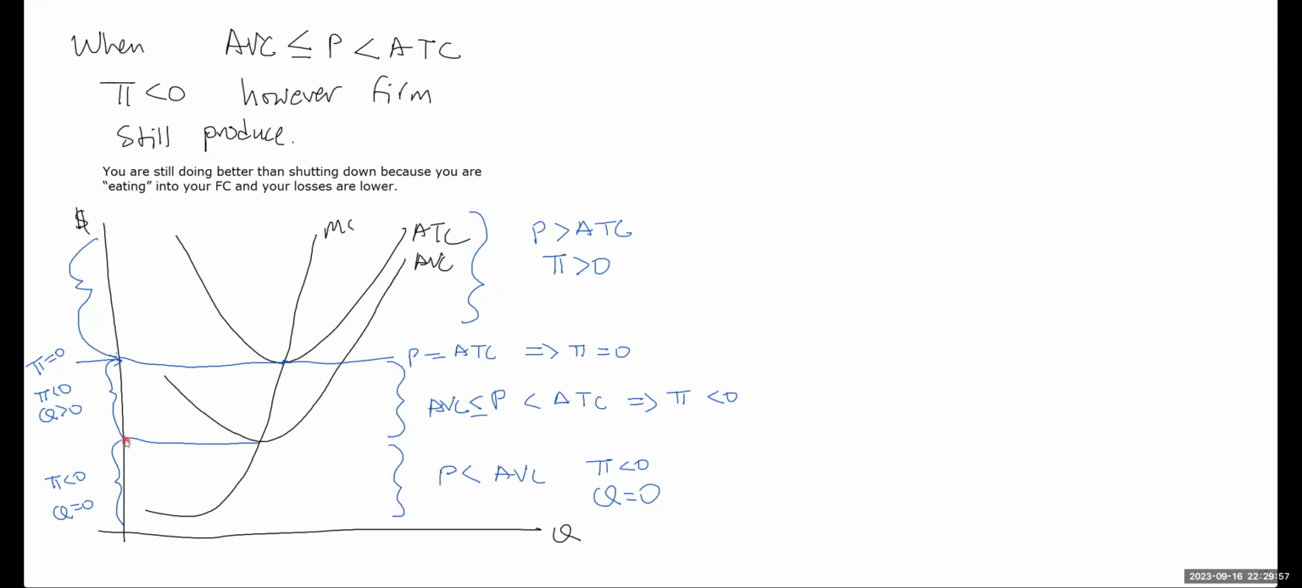Anything where price is greater than or equal to average variable cost, you produce. Up here, you're making good money. Right here, you're breaking even. Right here, you're losing money, but you're still open. And when the price is less than average variable cost, you decide to just shut down. That's how you break this up visually.